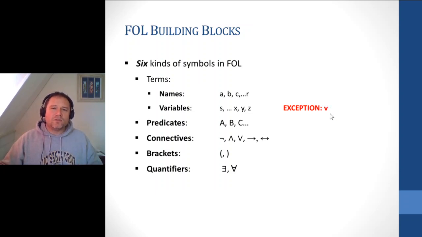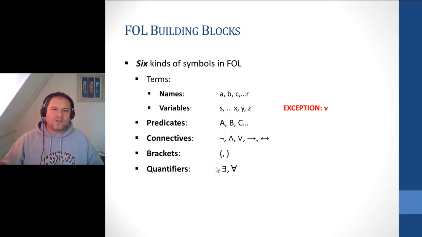And this is because we want to reserve the lowercase v to be able to express disjunction. So it'll be all of these except for v. Right? Now, along with these names and variables, we're also going to have predicates. Okay? Predicates will express in FOL with capital letters. We'll have the connectives. These will work just like they did in TFL. We'll have brackets. They'll work just like they did in TFL.